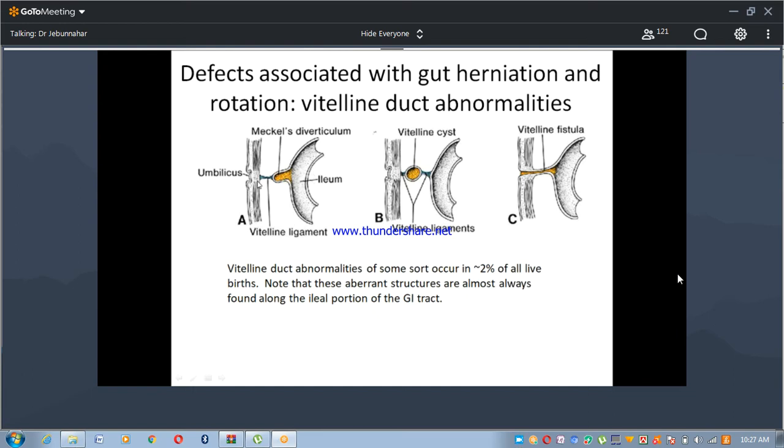It is connected through the ileum to the umbilicus. There may be vitelline cyst, there may be vitelline fistula. These are the abnormal communications due to the persistence of the Meckel's diverticulum or vitelline duct.